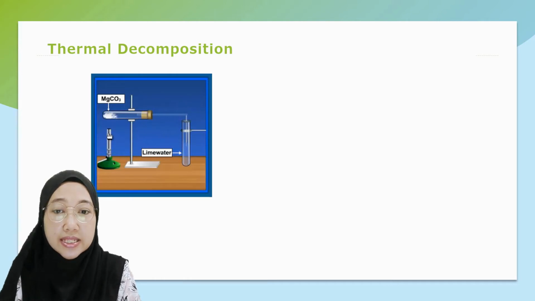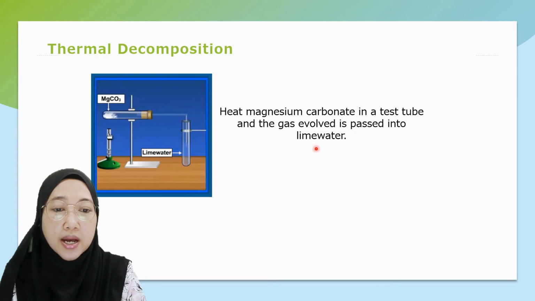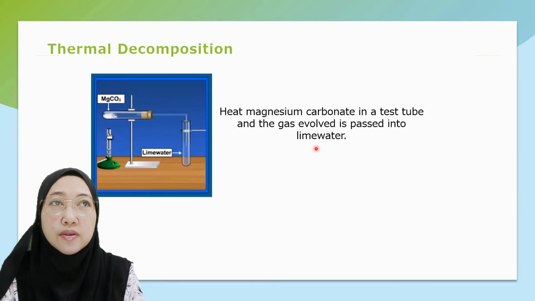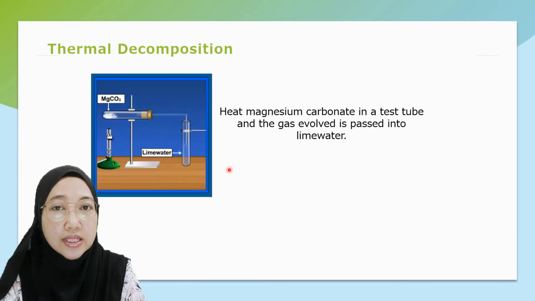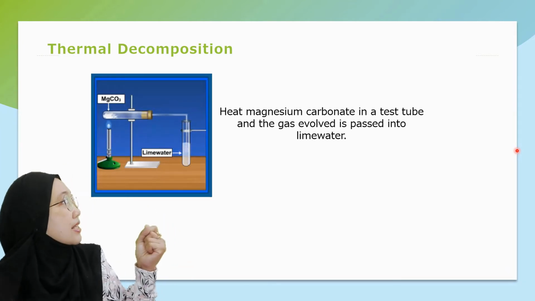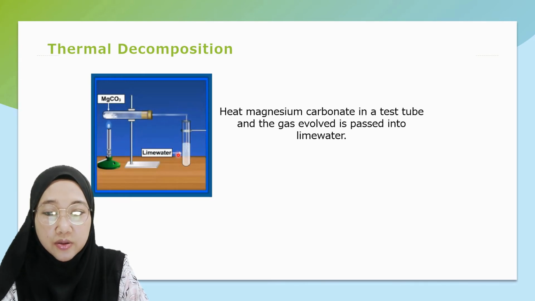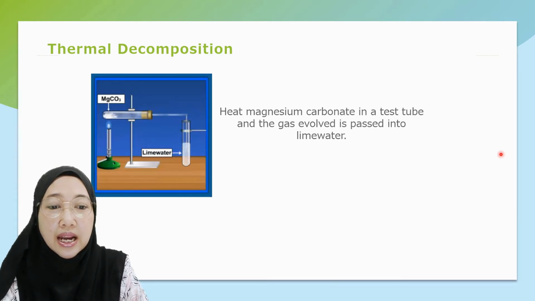Next, we have magnesium carbonate. We look at the thermal decomposition of magnesium carbonate. We heat magnesium carbonate in a test tube and the gas produced is passed into lime water. So, what is the function of lime water here? To detect the presence of carbon dioxide. Jadi kegunaan lime water di sini adalah untuk mengesan kehadiran carbon dioxide. Kita tengok dia punya reaction. Dia menghasilkan gas, kemudian gas tu disalurkan ke lime water. What happened to the lime water? You can see here the lime water becomes cloudy.